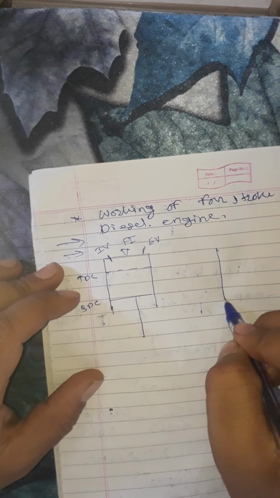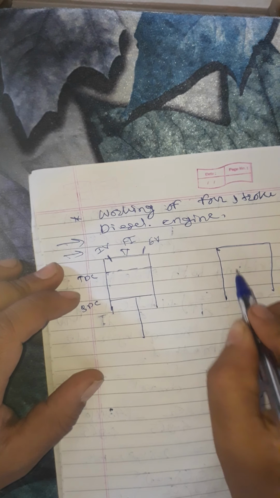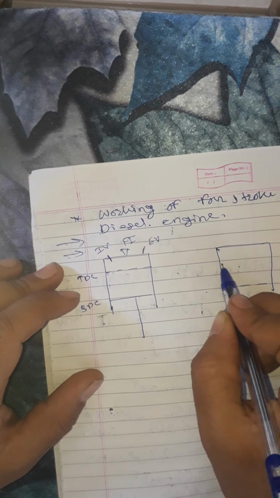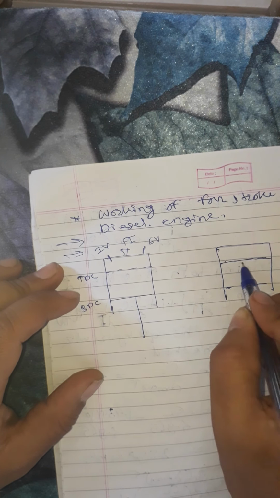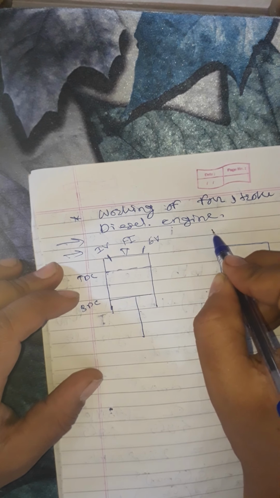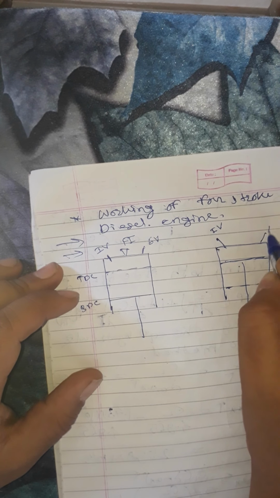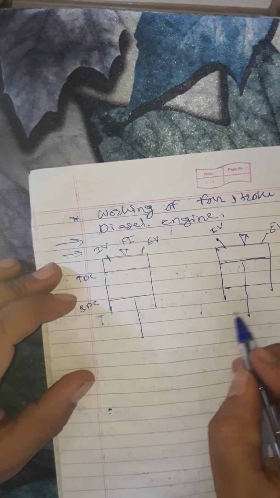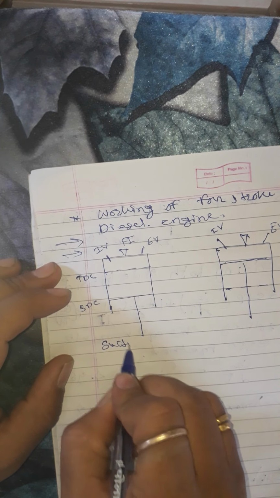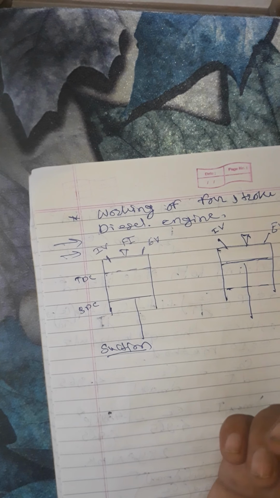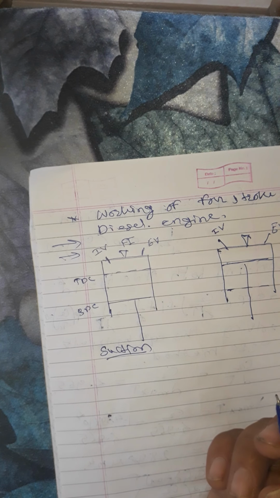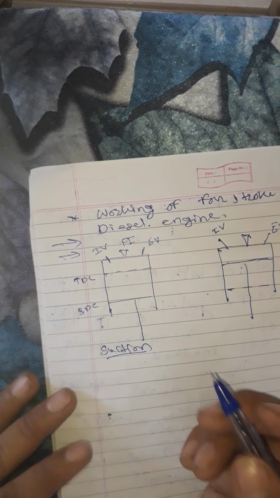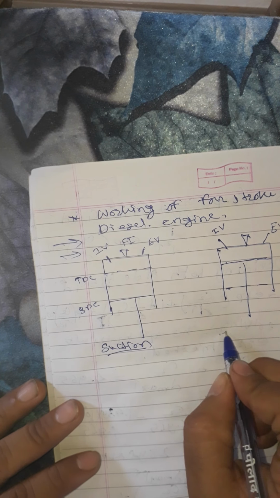Second stroke, this is the compression stroke, initial position, and this is the final position. This is the inlet valve, this is the exhaust valve, and this is the fuel injector, right? This is the suction stroke, the first stroke is suction. These 4 strokes are completed in 2 revolutions of the crankshaft, right? This is the compression stroke.